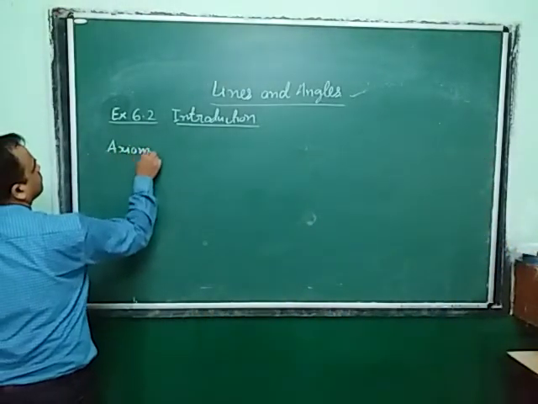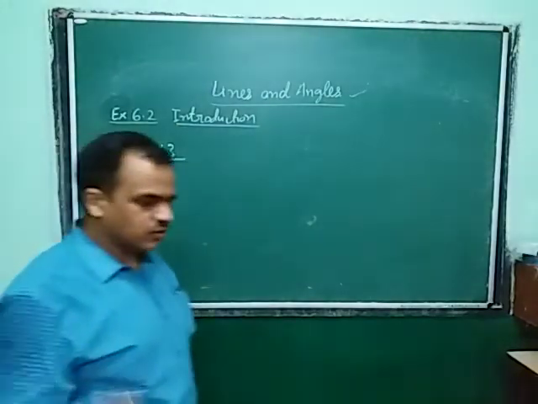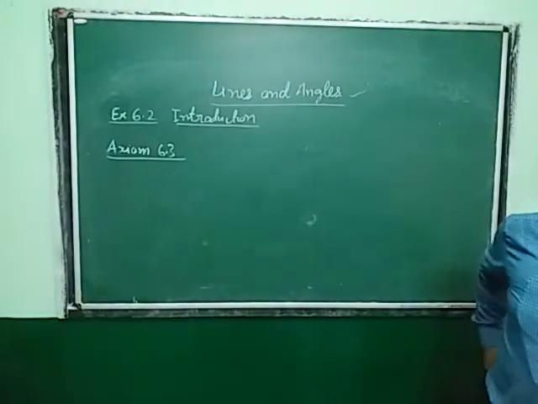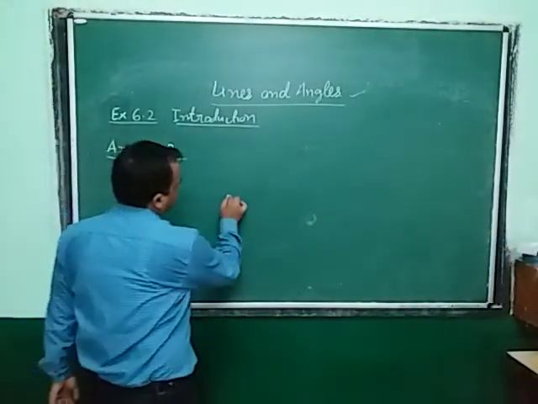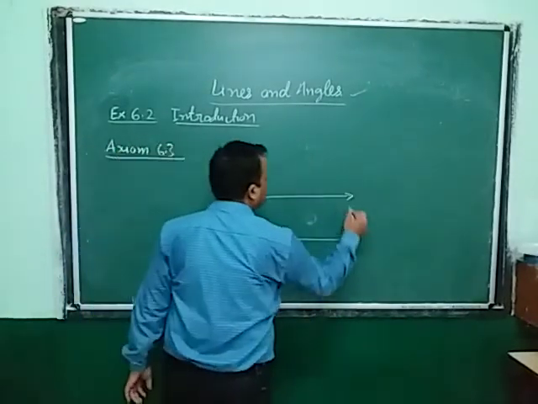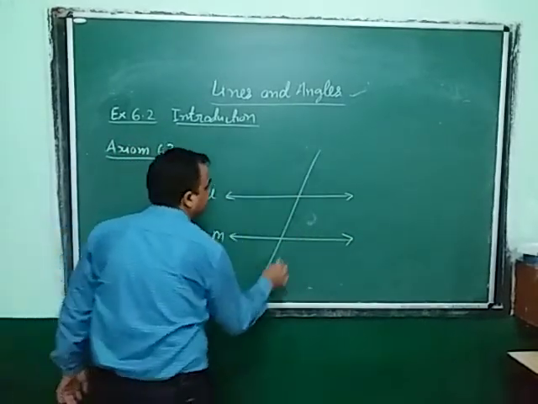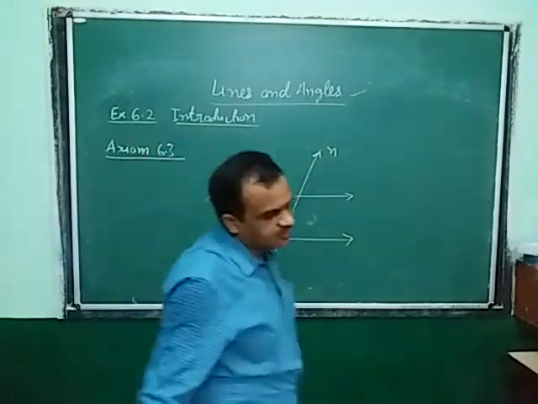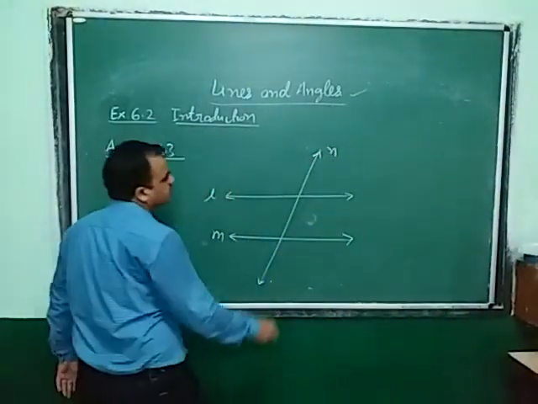Axiom 6.3, as it is written in your book. So we are also going to use it. So what about this axiom? Let us try to understand. If you have any two parallel lines, say L and M, and a transversal is intersecting them, then corresponding angles are equal.